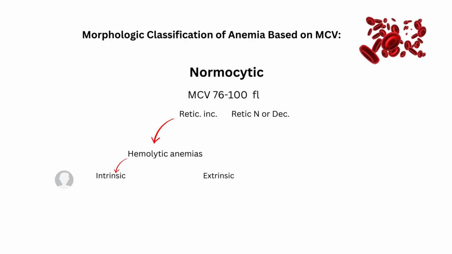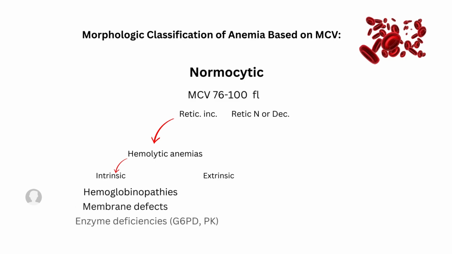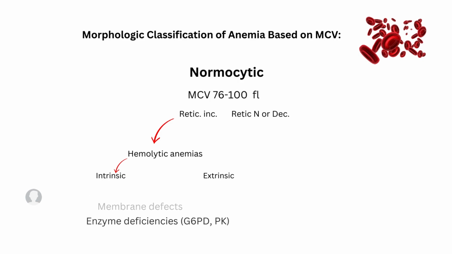So as you can see here, we want to see the intrinsic. These include the hemoglobinopathies, sickle cell anemia, hemoglobin SC, hemoglobin CC. It includes membrane defects. We're going to go into that in another video later, and enzyme deficiencies like G6PD and pyruvate kinase deficiencies. So these are the intrinsic hemolytic anemias with a high retic count.